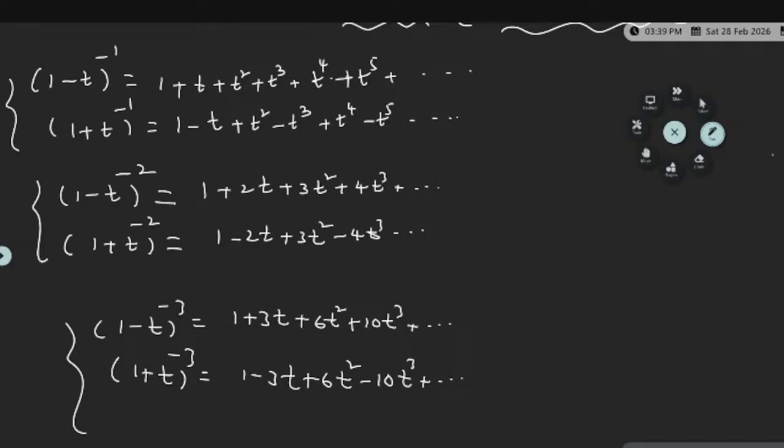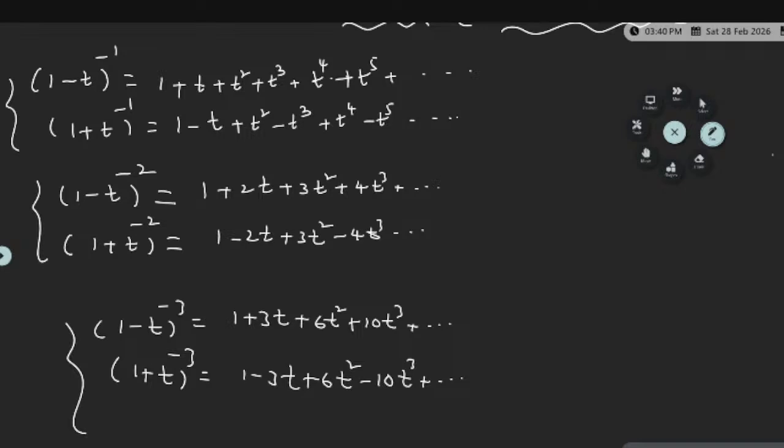Okay, sorry. What is the expansion of 1 minus t whole power minus 1? Tell me everybody. 1 plus t plus t square plus t cube plus t power 4. 1 plus t whole power minus 1: 1 minus t plus t square minus t cube plus t power 4. 1 minus t whole power minus 2: 1 plus 2t plus 3t square plus 4t cube. 1 plus t whole power minus 2: 1 minus 2t plus 3t square minus 4t cube. 1 minus t whole power minus 3: 1 plus 3t plus 6t square plus 10t cube. 1 plus t whole power minus 3: 1 minus 3t plus 6t square minus 10t cube.